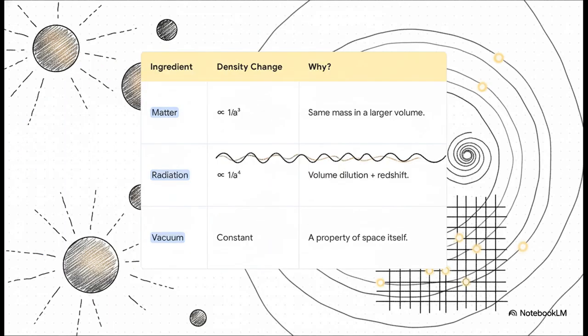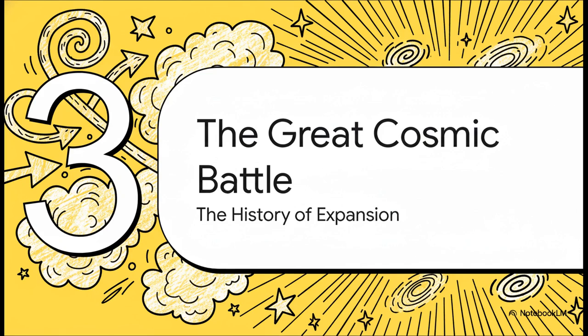Now here's where it gets really, really interesting. Each ingredient reacts to the expansion in a totally different way. Matter, as space gets bigger, just thins out, like you'd expect. Radiation thins out even faster because its waves get stretched and lose energy. But vacuum energy? This is the wild part. Its density stays completely constant. More space just means more vacuum energy. And this fundamental difference in how they behave, well, it sets the stage for a great cosmic battle. A tug of war between these ingredients that has dictated the entire history and evolution of our universe.